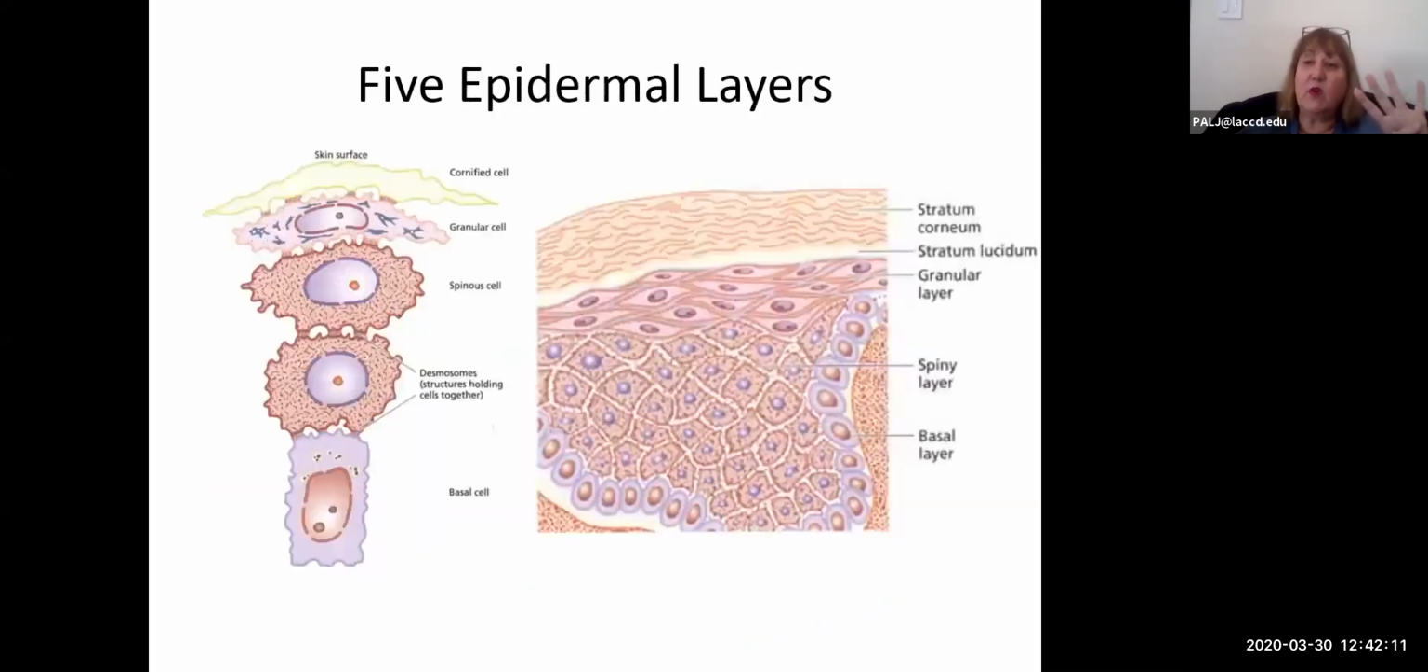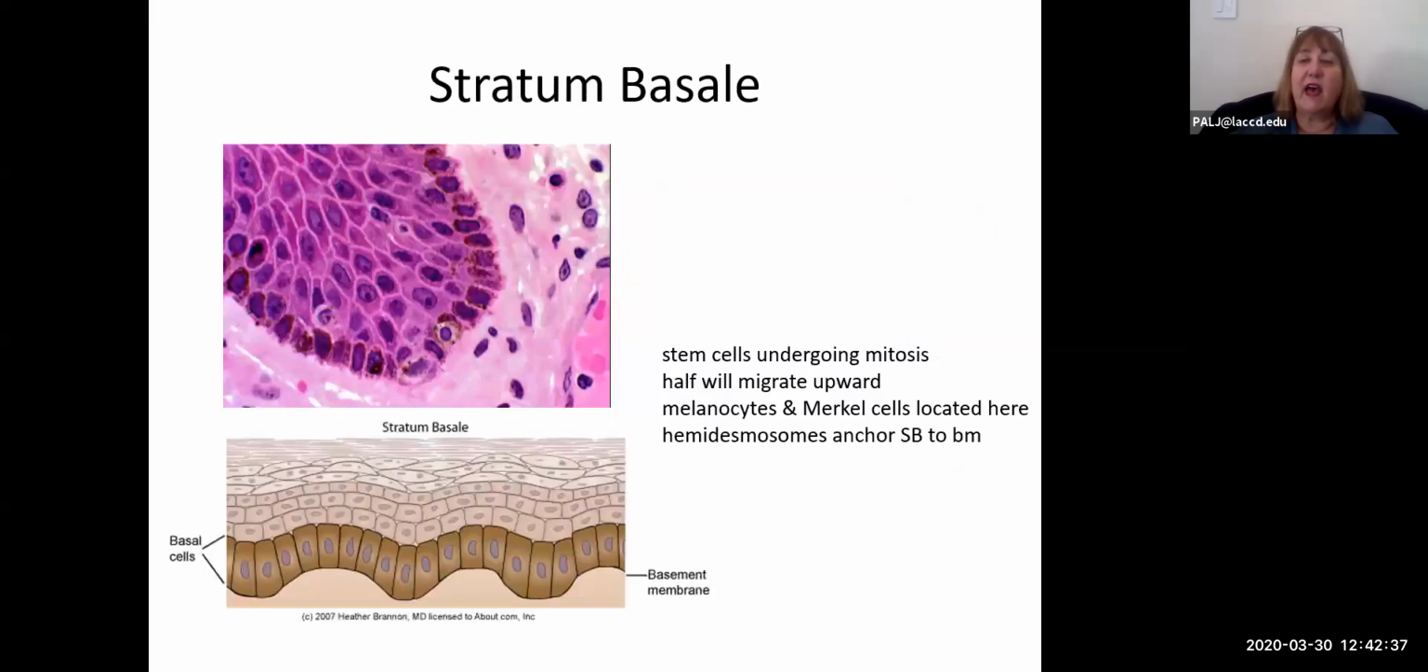Now we're done with the 4 cell types, and we're going to talk about the 5 layers. As we talk about the 5 layers, we'll put those 4 cell types in the appropriate layers. I am going to start at the deepest layer, the layer that's actually sitting on the basement membrane at the epidermal-dermal junction. That layer is called the stratum basale. The basal layer is called the stratum basale.